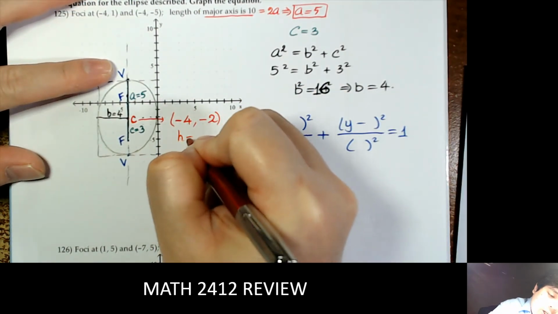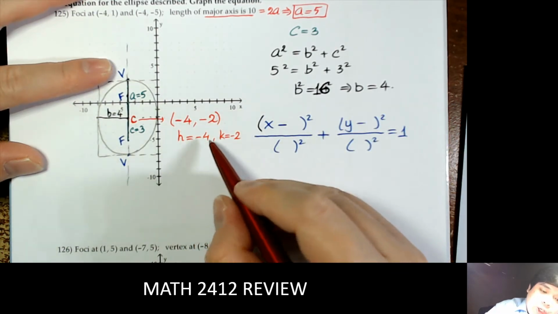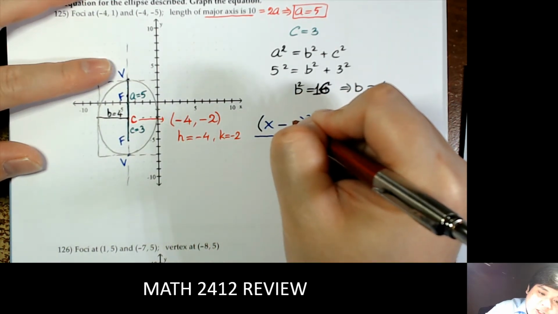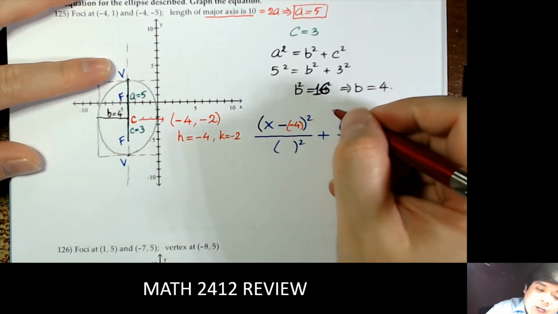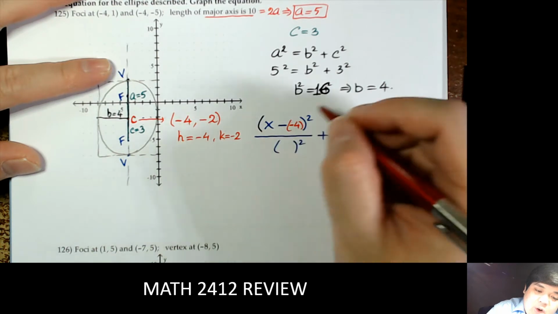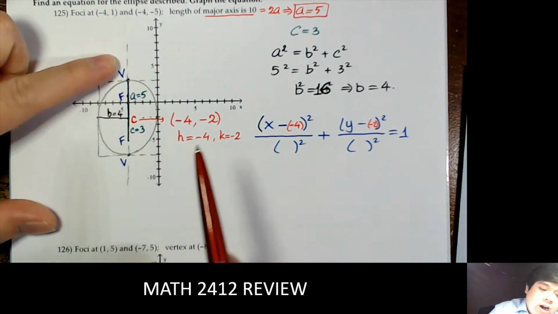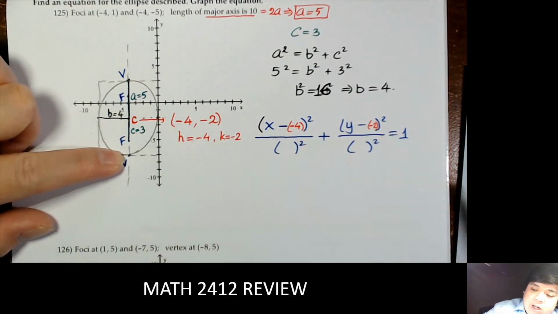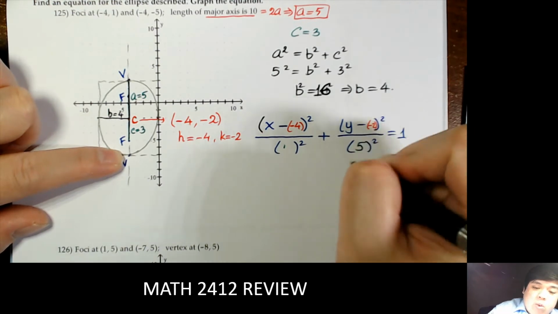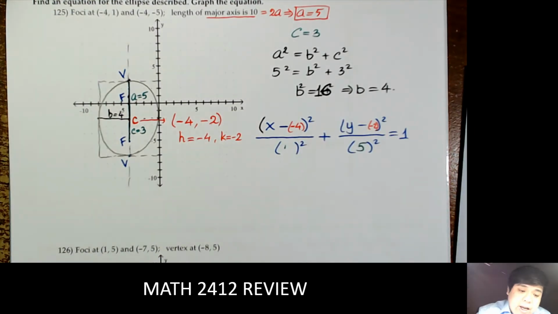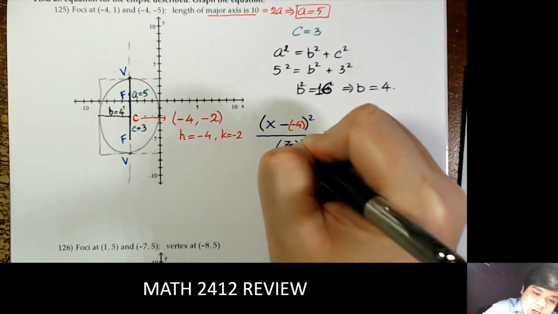So h is equal to -4 and k is -2. So h is subtracted from x, so -4 here. And for y, k is subtracted from y, -2. And then on this one we go 5 units up, 5 units down. So we're going to put 5 below the y, because that's where the graph goes up and down. And then 3 left and right. So we're going to put 3 under the x.